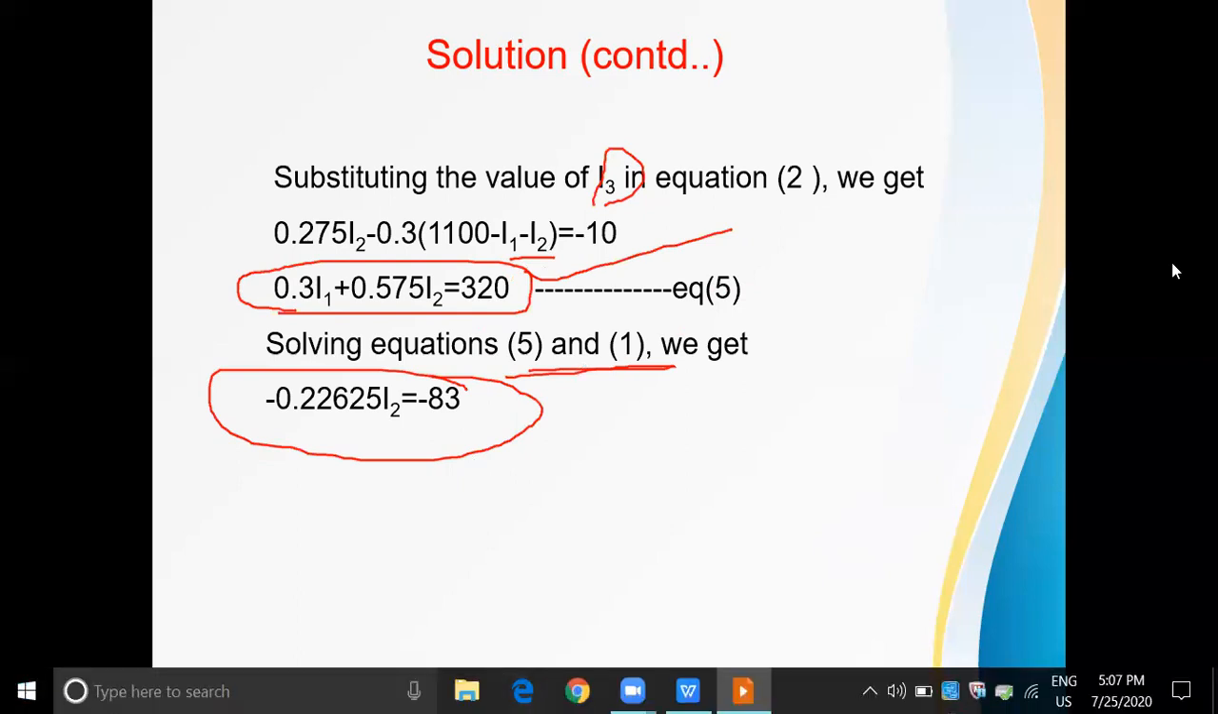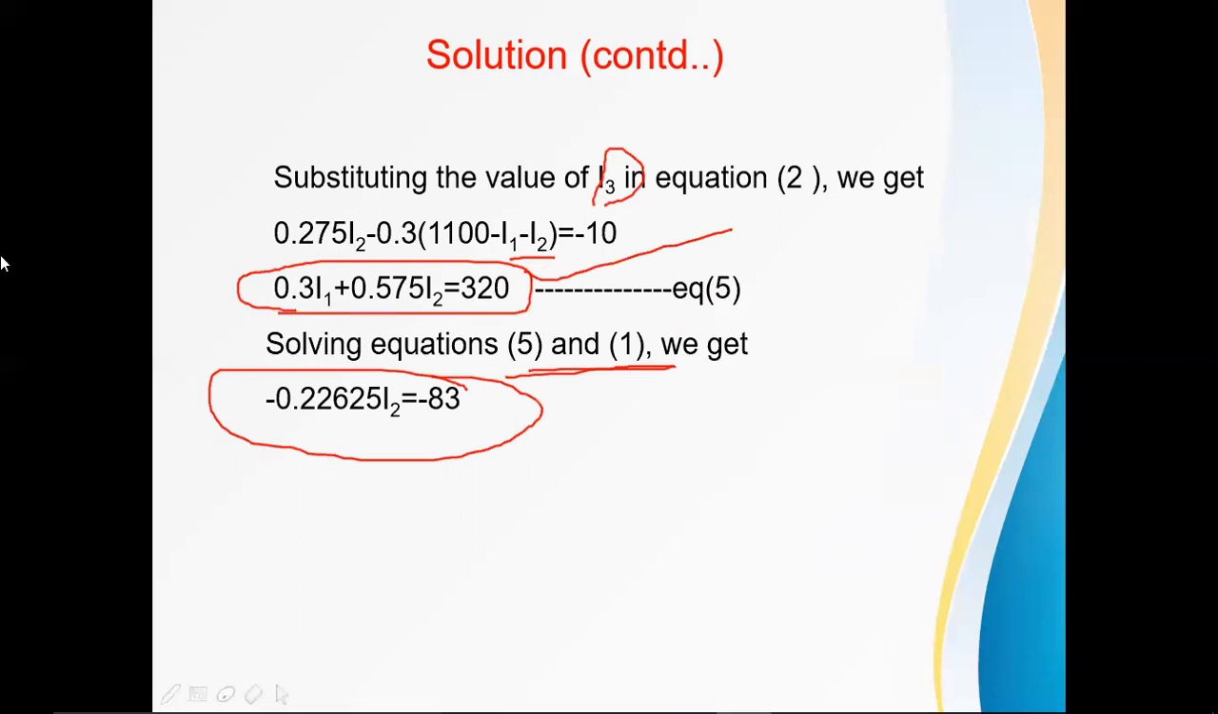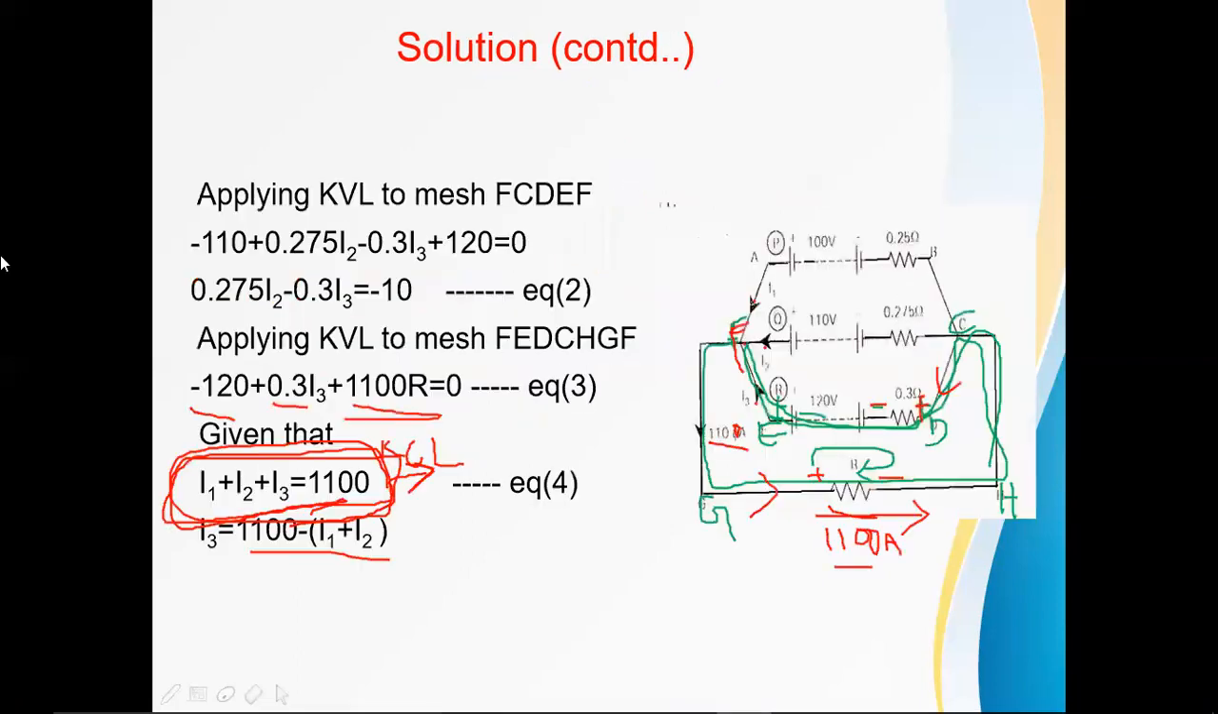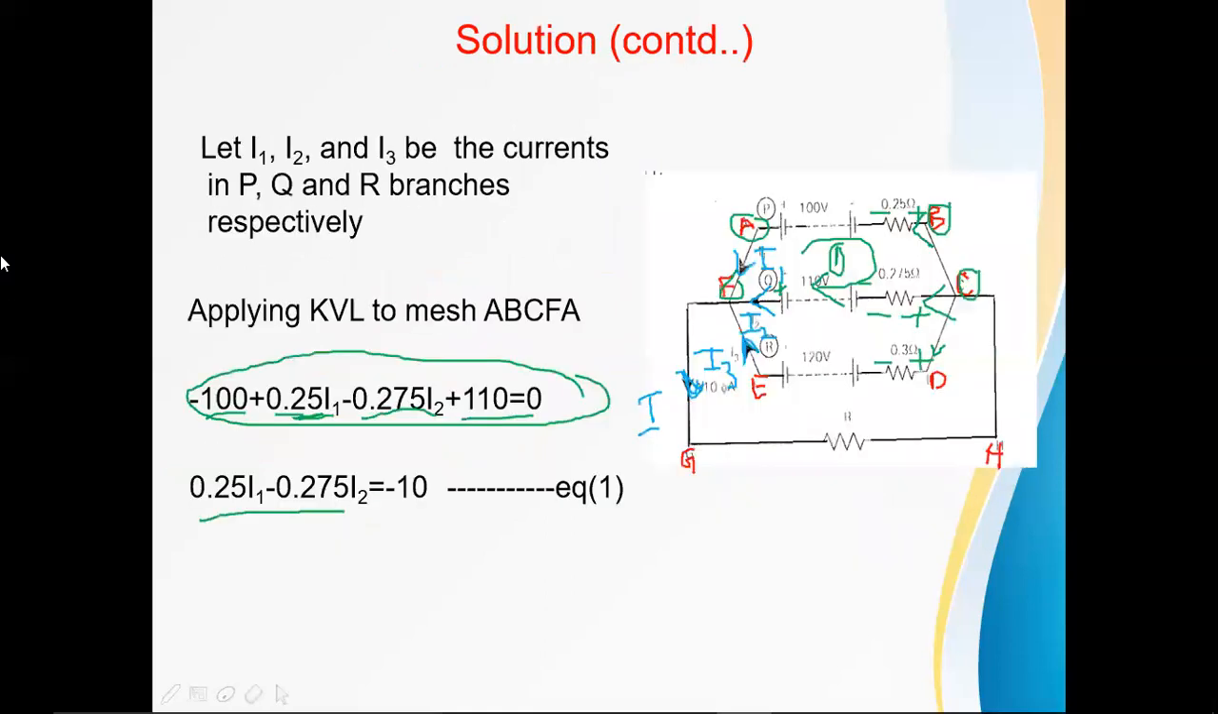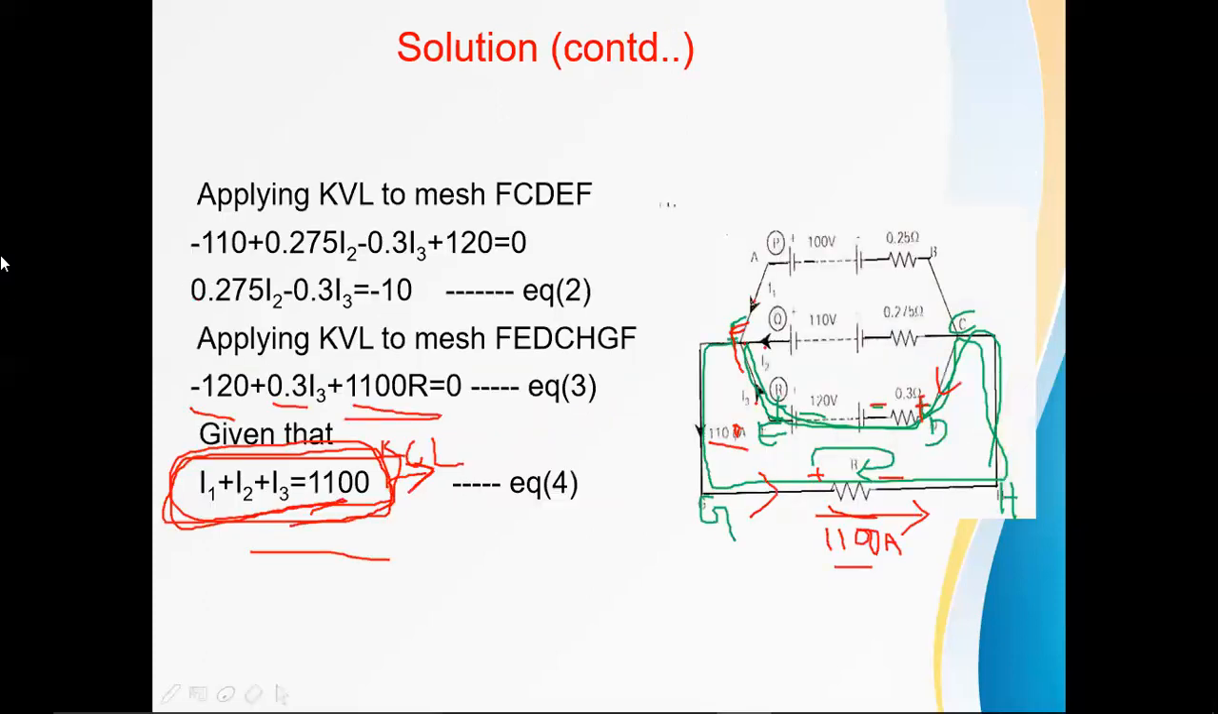Let me do it from my side also, to find those I1 values. This is I1. Let me type that I1 value in the calci. Mode, complex, equation 1. Two unknowns, right? I1 and I2. Two unknowns, and 0.25, and B1 is minus 0.275 equals minus 10. Then what about equation 5?